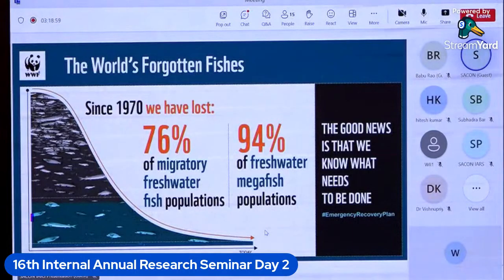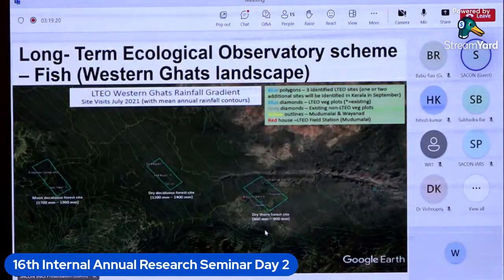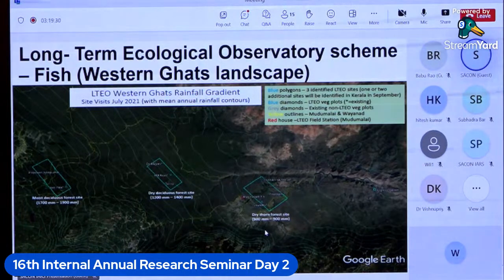And when you look at the megafish, which span up to 2 meters in length, we have lost more than 94% of the populations. But still, the bending of this curve can be achieved to an extent by contributing scientific knowledge. As part of that, we have this project, which is a long-term ecological observatory scheme funded by MoEFCC, where we have observed preliminary sites to identify long-term river segments along the gradient of rainfall from the left hand side, which is east, to the west. We have temperature and rainfall gradients decreasing, and river Moyar originates from the headwaters on the left hand side and goes all the way to Sathyamangalam on the right hand side.